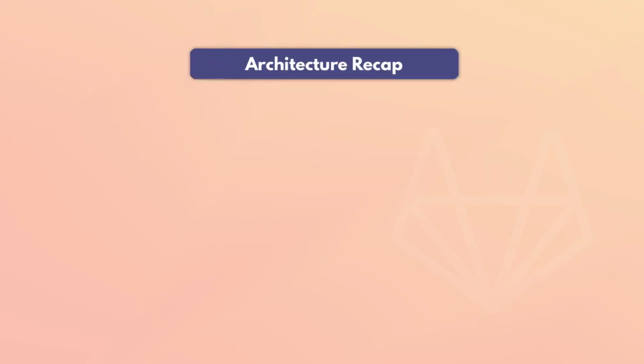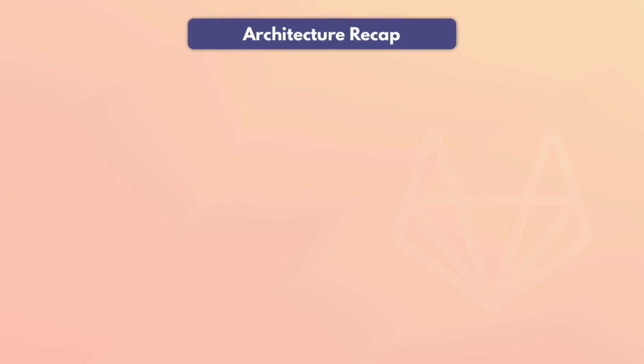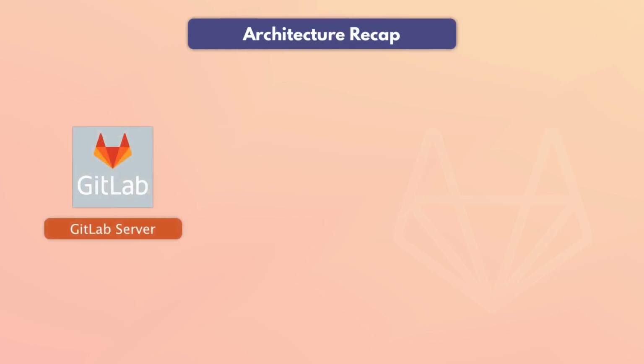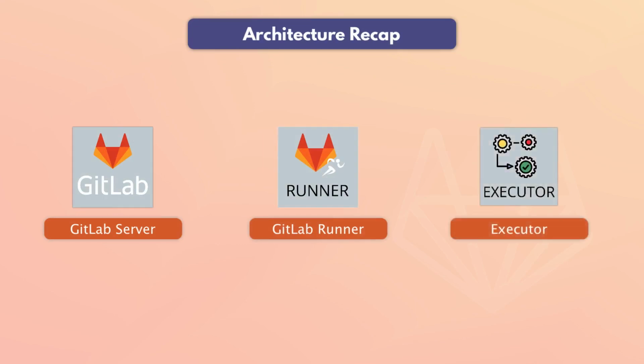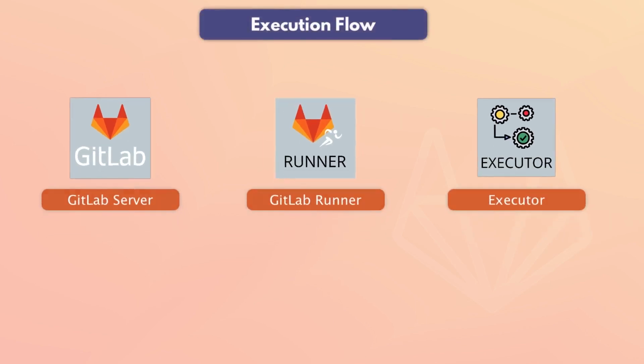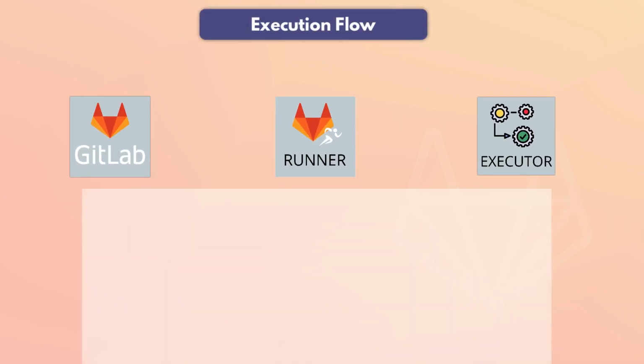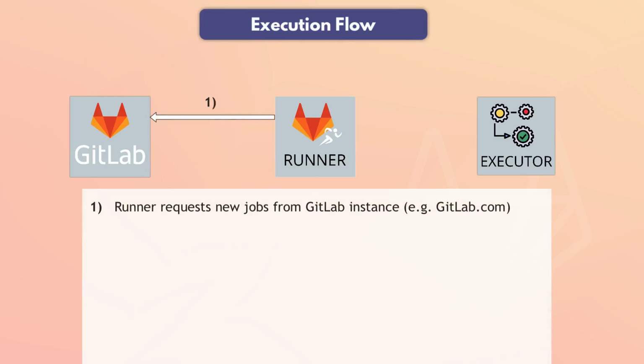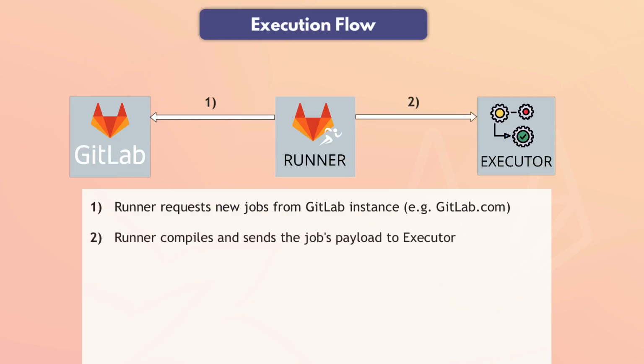So now we've seen all parts of the GitLab architecture. We have the GitLab server or GitLab instance, we have the GitLab runner and the executor. So now the overall architecture of GitLab setup and the execution process will look like this. First, the GitLab runner will pull new jobs from GitLab instance. For example, a managed GitLab instance from gitlab.com. Once it has this job, the GitLab runner will compile the information and send the job's payload to the executor.